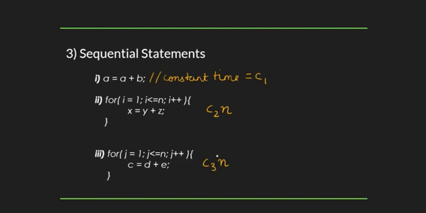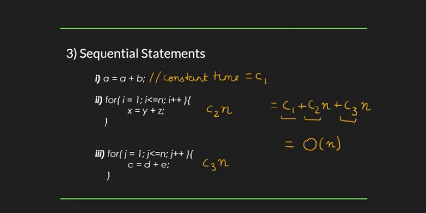So when we have sequential statements like these, we simply add the time taken for each statement. So let me do that. In big O terms, we can ignore these constants C1, C2 and C3, and we have the time complexity as big O of n.